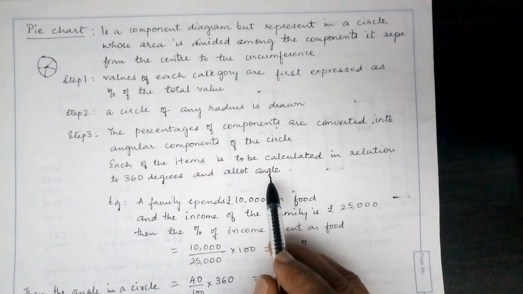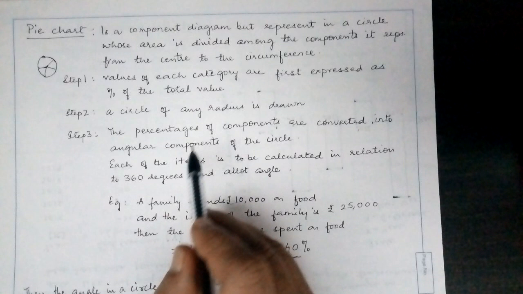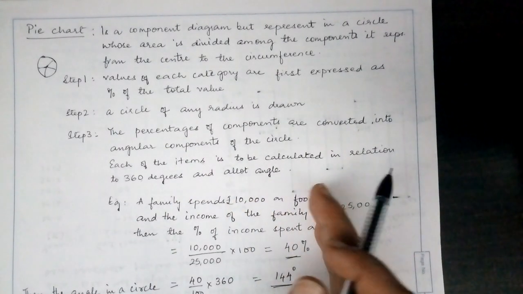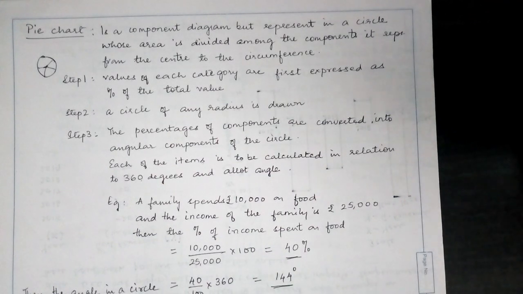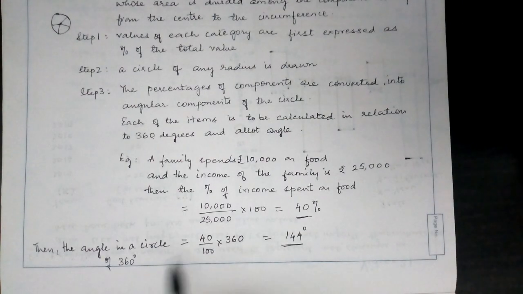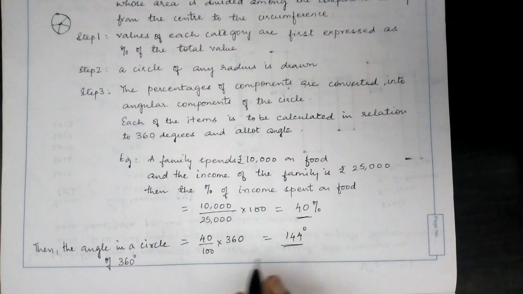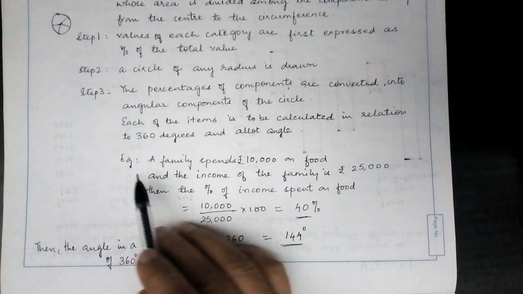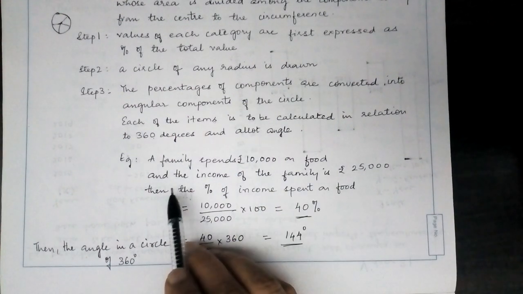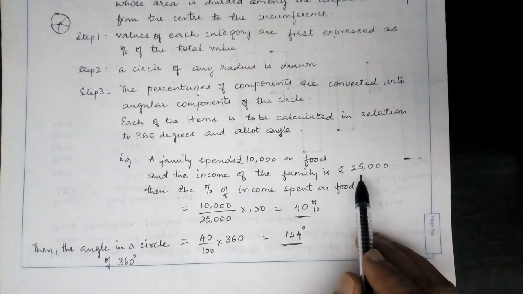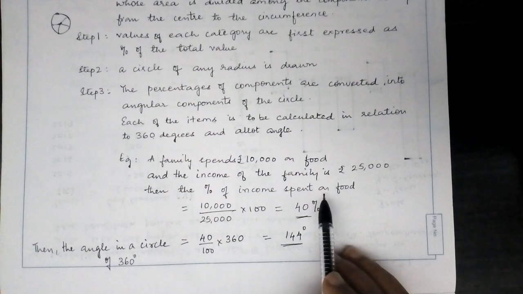So in a circle, since the number of degrees is 360, the 100, the percentage, has to be converted into 360 degrees. We will understand this with the help of an example. Here we will learn how to convert the value into percentage and then into angle. The example says, a family spends rupees 10,000 on food and the income of the family is 25,000 rupees. Then the percentage of income spent on food.